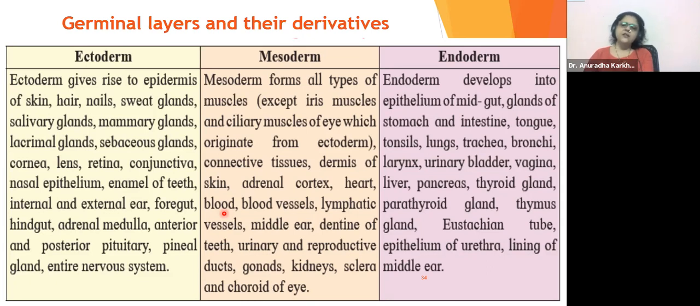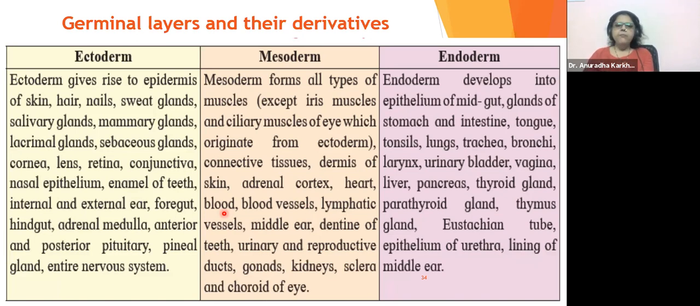So be it twins, triplets, or quadruplets, all will be showing the same formation in all of them. Okay. Then connective tissue, dermis of the skin. See, epidermis was ectoderm, dermis is mesoderm. Adrenal medulla was ectoderm, adrenal cortex is mesoderm.